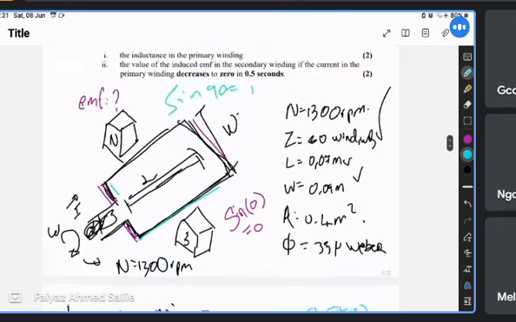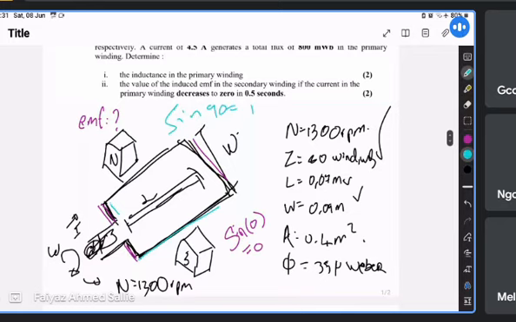Let's continue. Are there any questions on this diagram, or any misunderstandings or questions?